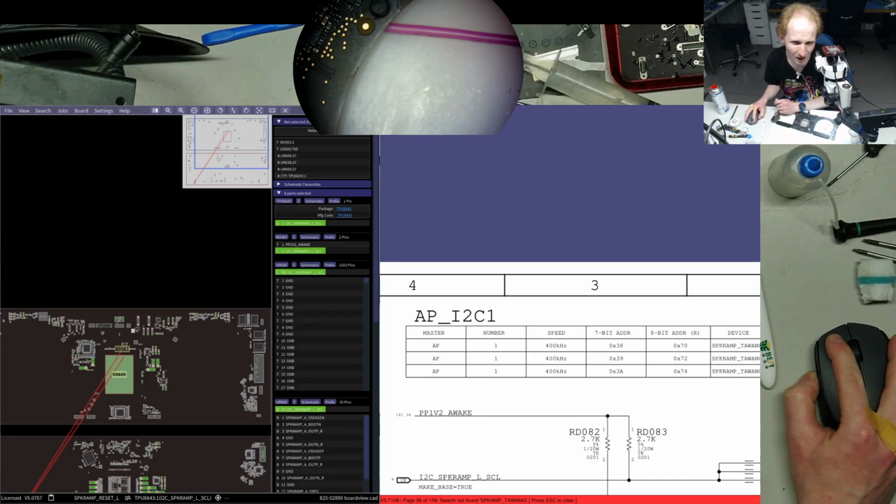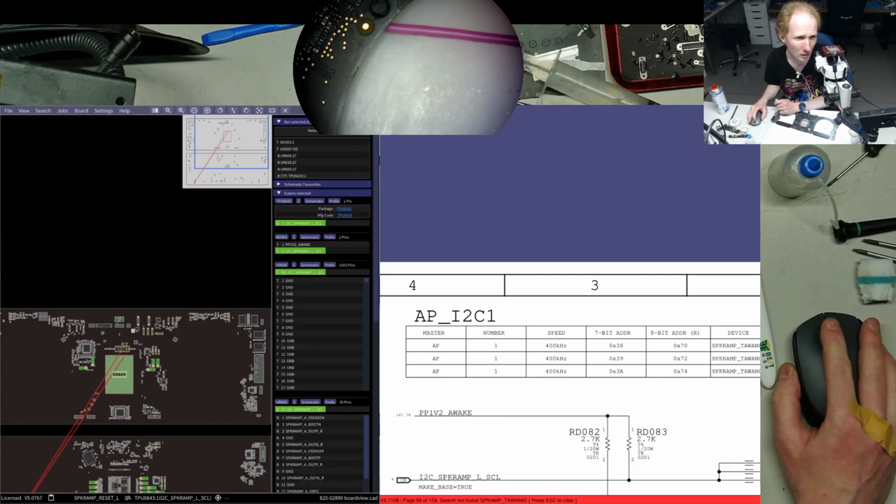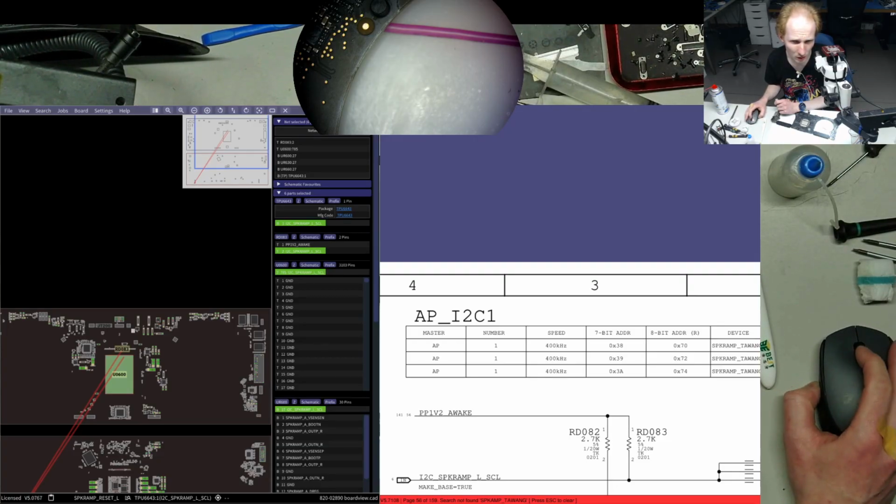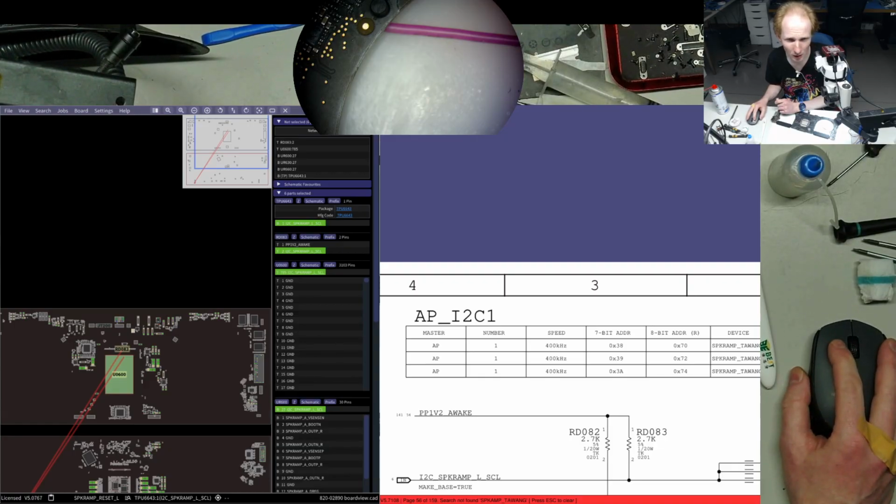Okay, so this part should be fine. Most likely it's fine. We have this reset signal. So we have some communication with the 38, then it goes to the 39, then it goes to 3A. And as you may see, there is ACK. ACK means basically acknowledged.